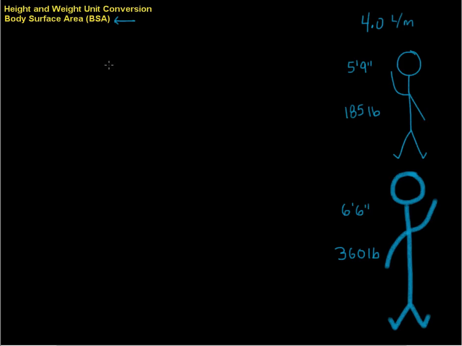So let's look at the example of the first guy. He's 5'9" and weighs 185 pounds. Now if we want to convert these numbers over to the metric system, let's first look at height. To convert the height, you're going to take your height in inches and multiply it times 2.54 centimeters per inch. So when we do that, our units of inches will cancel each other out, and we'll be left with our height in centimeters.